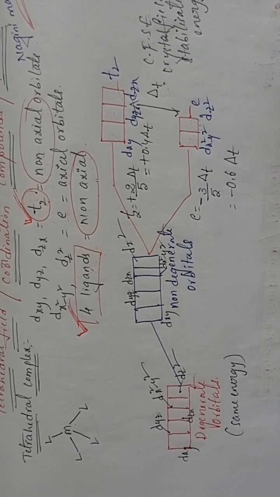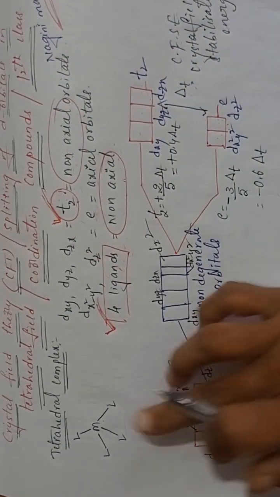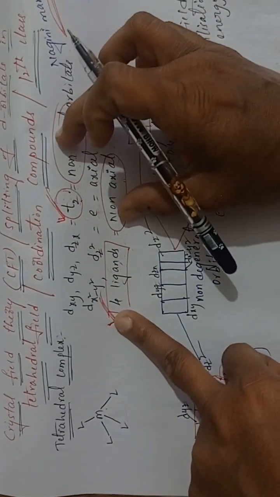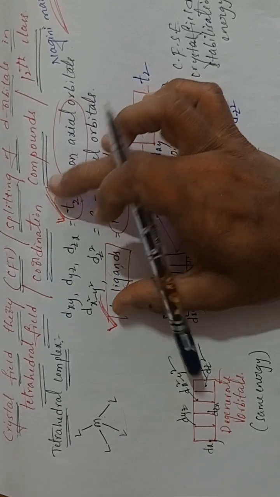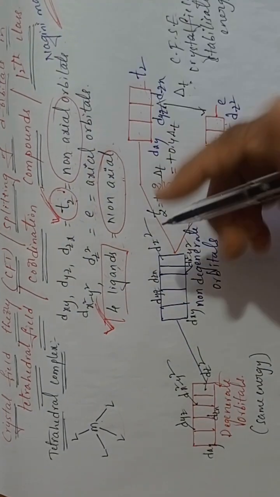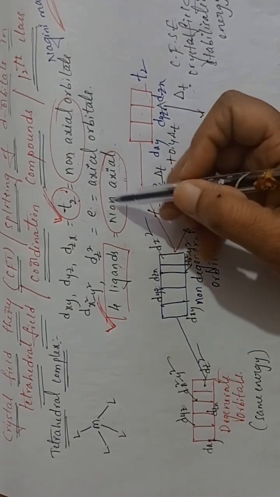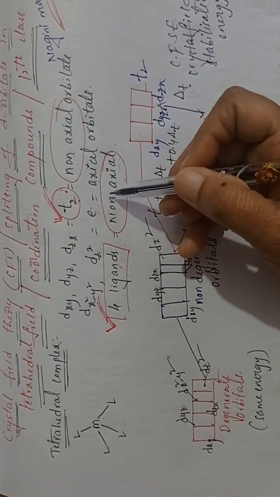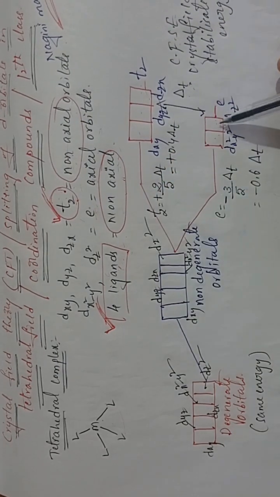Clear, students? So here the 4 ligands and the T2 orbitals are both non-axial. So that's why strong repulsions take place between them. That's why the T2 orbitals' energy is raised. That's why they go up. These E orbitals are axial, these ligands non-axial. So between them also repulsions will be there, but weaker. That's why their energy is decreased. That's why they come down.